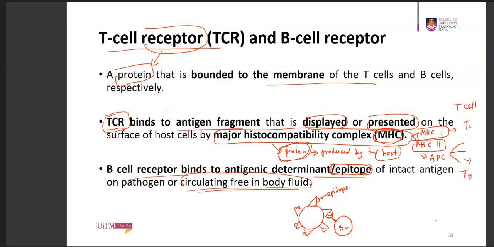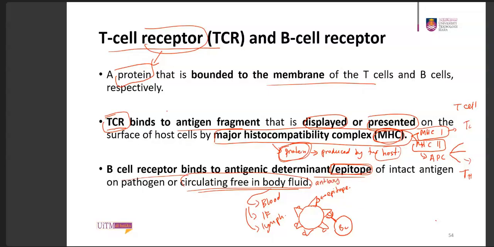Okay, so the virus can be found in your body fluid. What are examples of body fluids? It is your blood. So if the virus is in your blood, or the virus is in your interstitial fluid, or the virus is in your lymph. Okay, so they can circulate anywhere in your body.